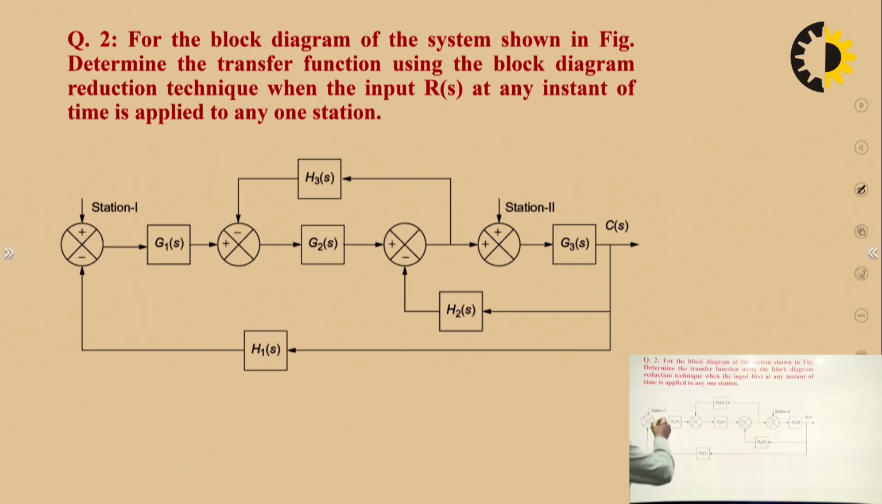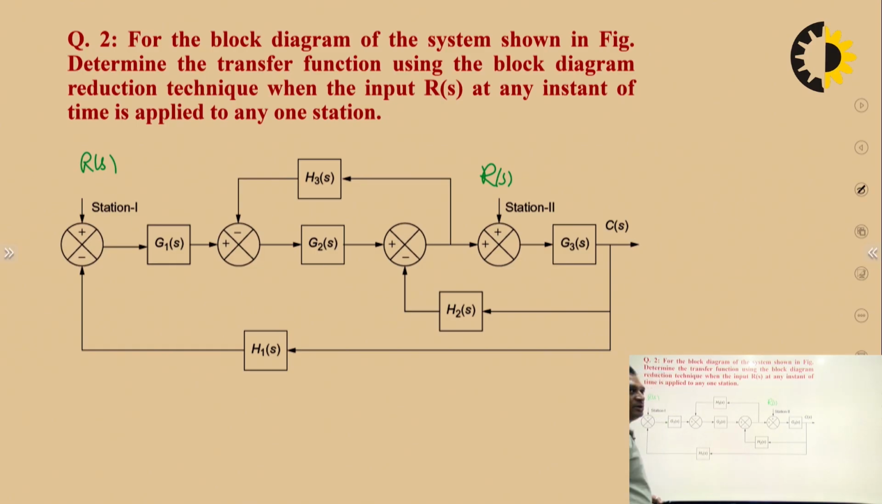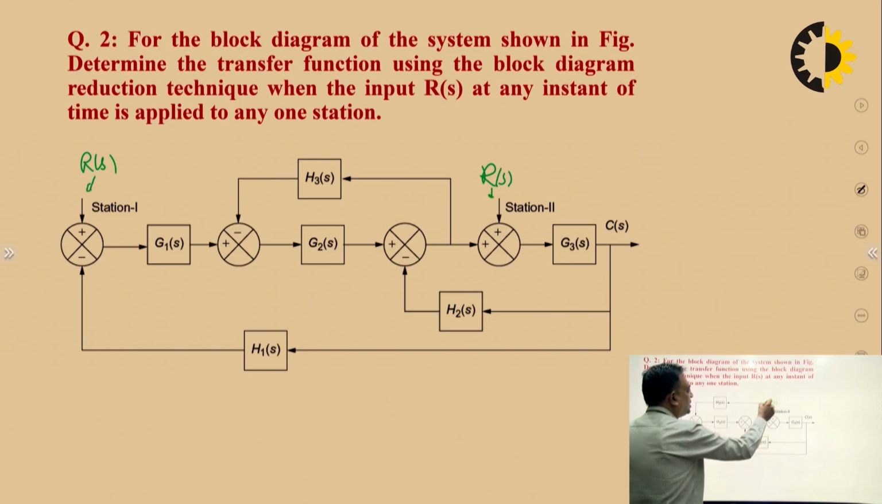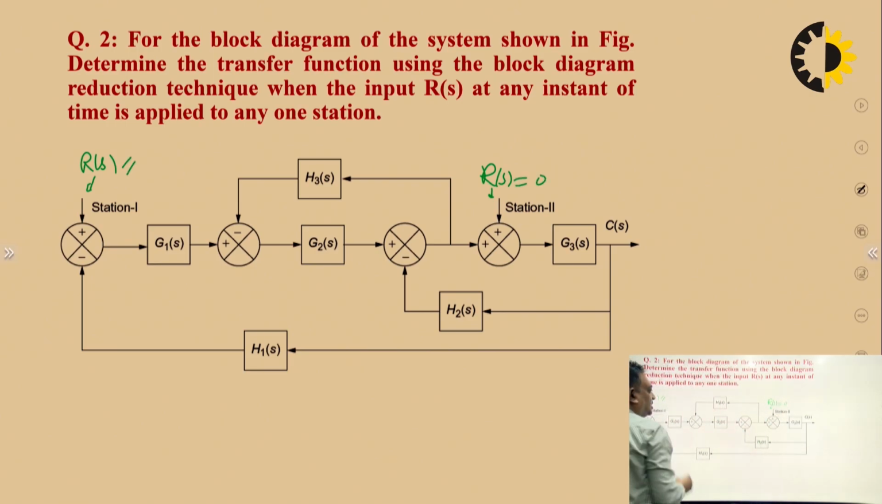So here we are assuming that this is the input Rs. The input Rs is not applied simultaneously to both these stations, but first it will be applied over here and then it will be applied over here. In such a situation, we will assume Rs equals 0 here when Rs is applied over here.